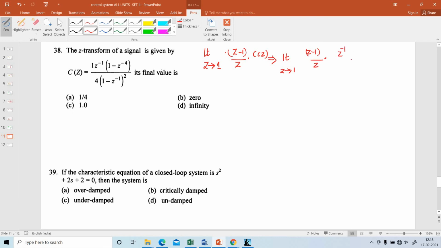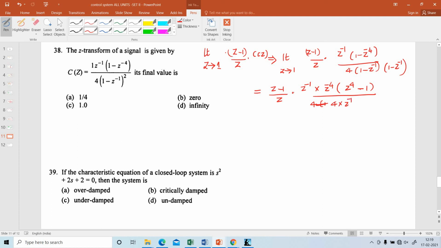Limit Z tends to 1, Z minus 1 by Z, into C of Z, that is Z inverse into 1 minus Z power minus 4, divided by 4 into 1 minus Z power minus 1, again 1 minus Z power minus 1. And next I am going to take Z power minus 1 common. I will take Z power minus 4 out, so inside I have 1 by Z power minus 4, that is Z power 4, then minus 1. In the denominator also, I take Z power minus 1 from both factors. So Z minus 1 into Z minus 1.